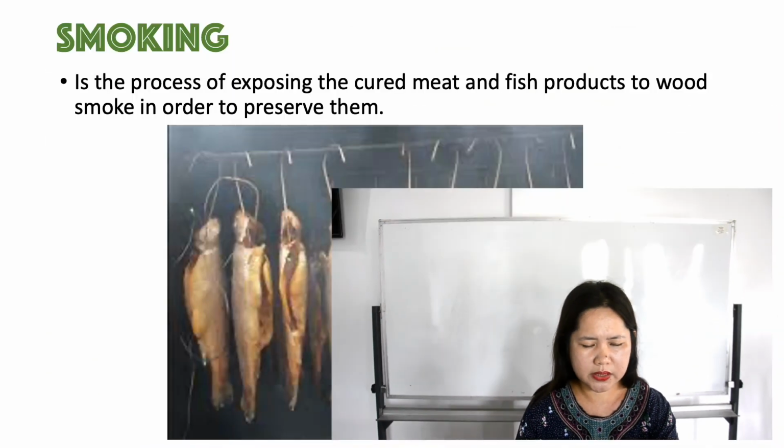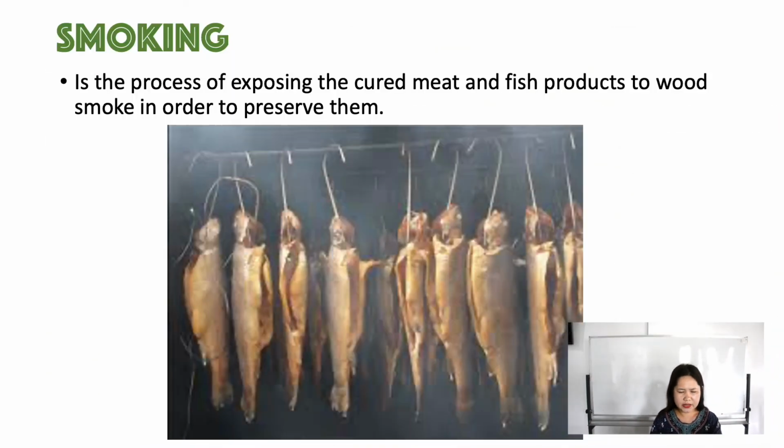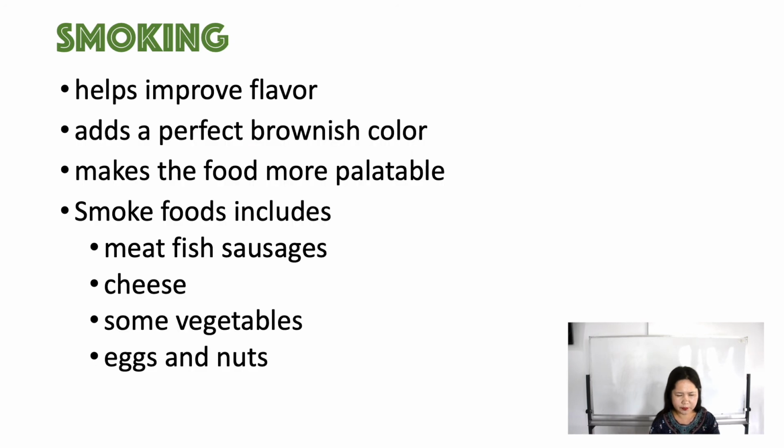Number 5, smoking. It is the process of exposing cured meat and fish products to wood smoke in order to preserve them. It also helps to improve flavor and adds a perfect brownish color that makes food more palatable. Smoked foods include meat, fish, sausage, or cheese. It may also include vegetables, eggs, and nuts.